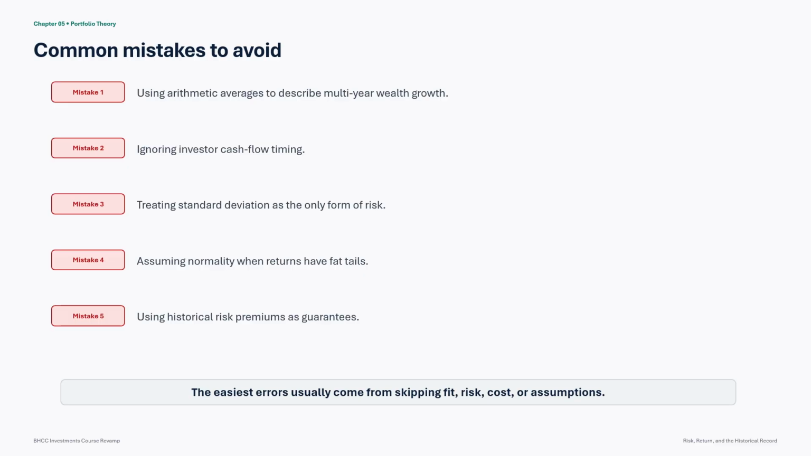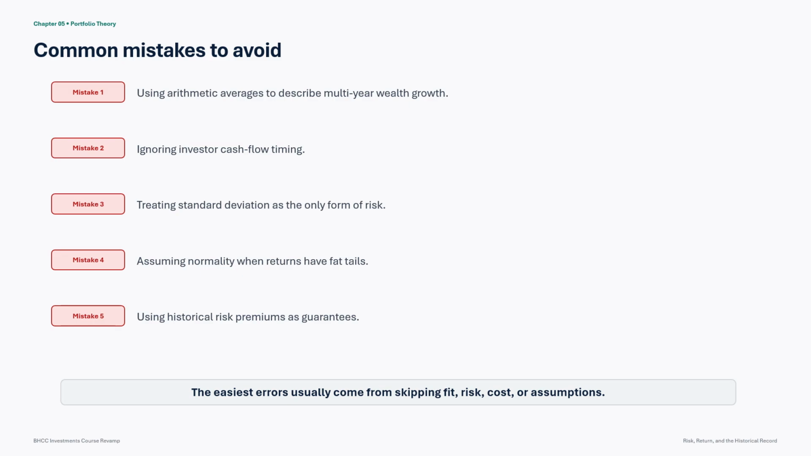Mistake 4 is assuming a normal distribution when returns have skew and fat tails. The normal distribution is a useful map. It is not a restraining order on the market. The crises of 2008 and 2020 reminded investors that extreme outcomes can arrive more often and move faster than a calm sample suggests.